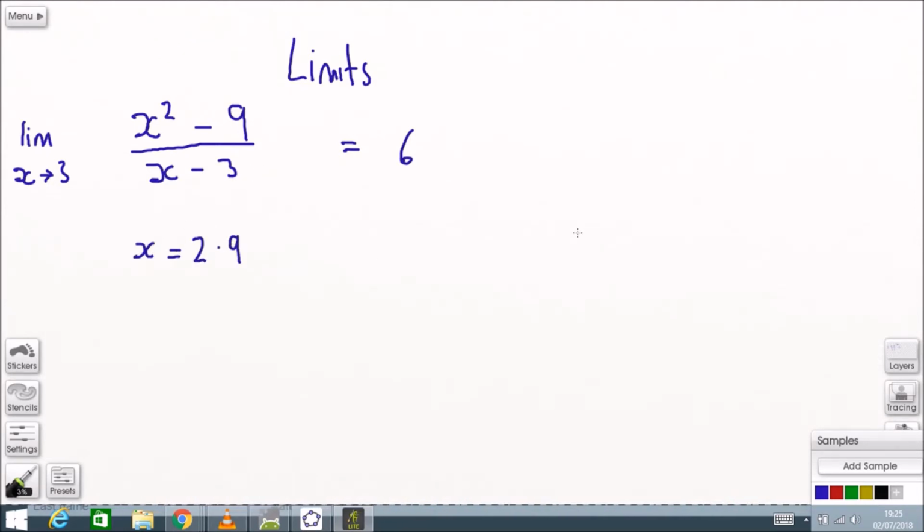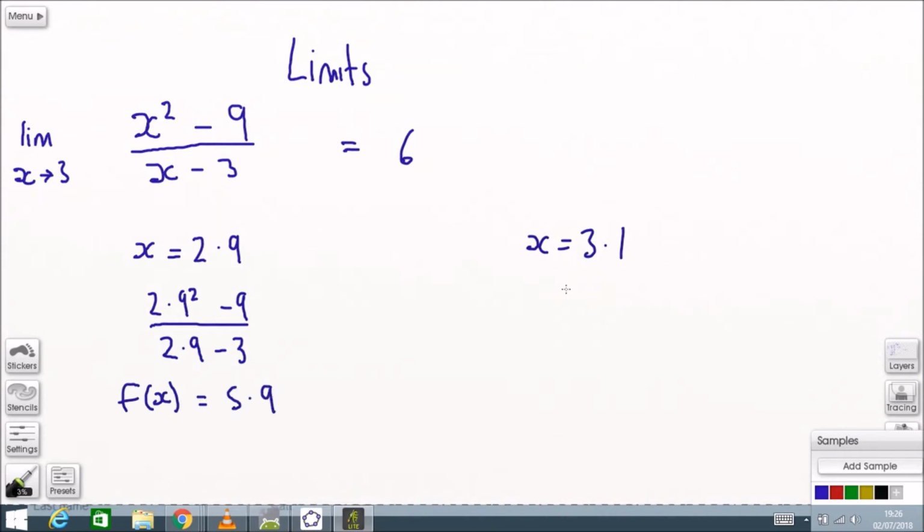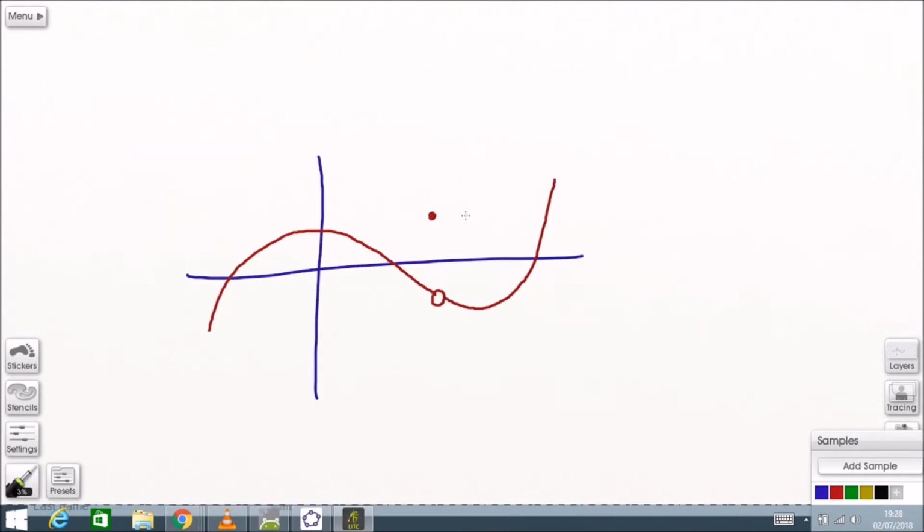So there's two ways we can do it. The first way is we can try values very close to, but not actually on, the value that we're looking for the limit at. For instance, 2.9 on the left will give you a value of the function equal to 5.9, and if we try 3.1, which is a value slightly bigger than our limit, it'll give you a value of 6.1. So you can see it's approaching the number 6 from both sides, and that's quite important.